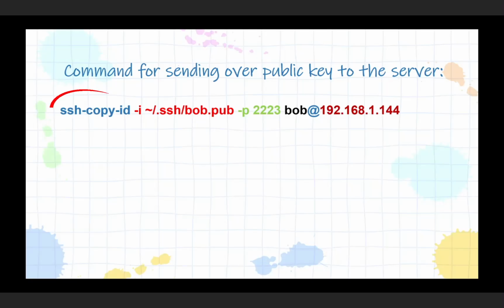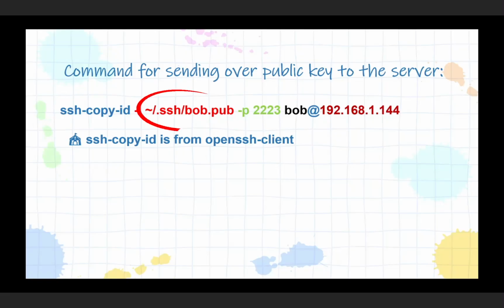ssh-copy-id is the command that sends my public key to the server. You can see the name means copy ID. The ID here is the public key. ssh-copy-id is also from package openssh-client. -i ~/.ssh/bob.pub says, use this specific public key file. This is my padlock. I means ID here, which picks the public key file for transferring to the server.